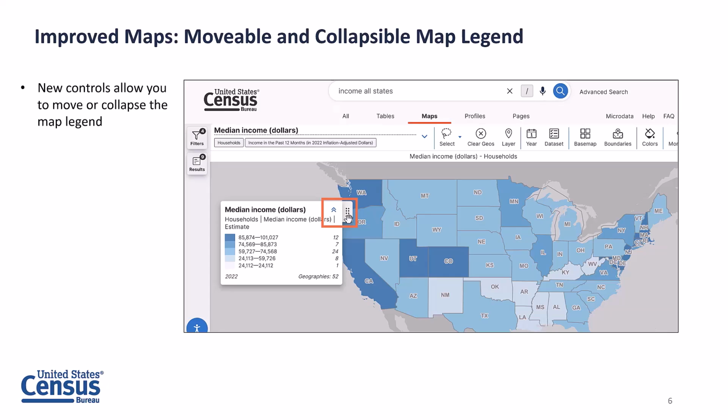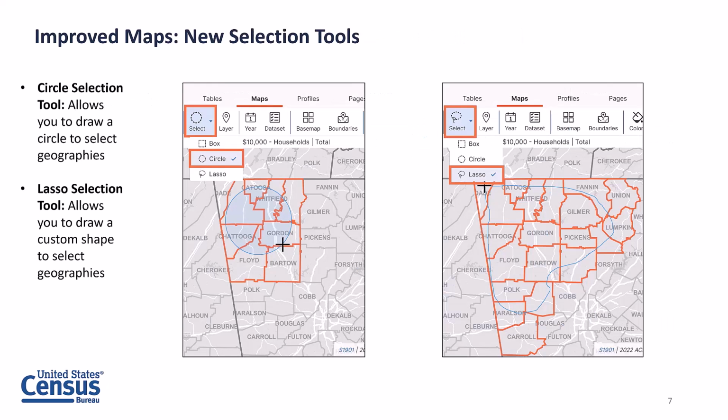Other updates to our map, we also added the ability to collapse or move the legend. So you'll see new controls in the upper right-hand side, chevrons and the grid area with dots. Those are the options that allow you to either move the legend on screen or collapse and expand it.